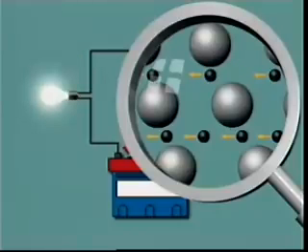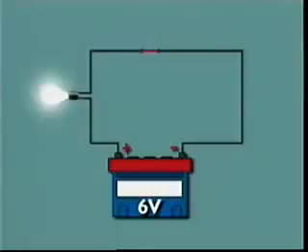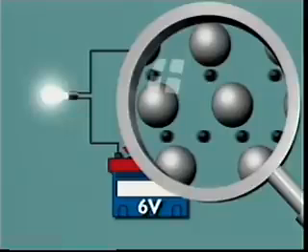They flow in one direction only. This is called direct current, or DC. Most circuits in motor vehicles use direct current. The larger the charge at the positive terminal, the more strongly it attracts free electrons. This attraction acts as a force driving the electrons along.